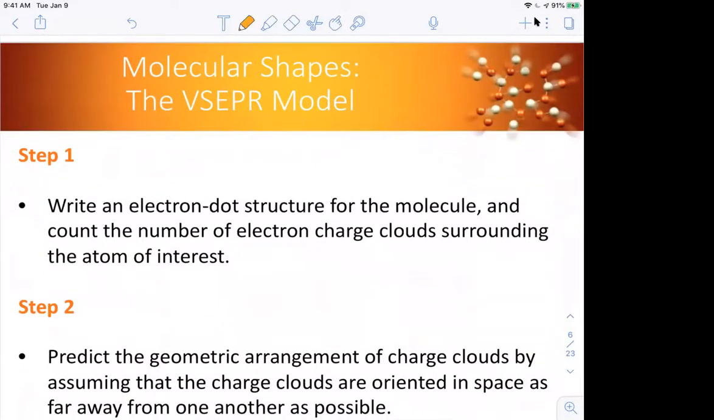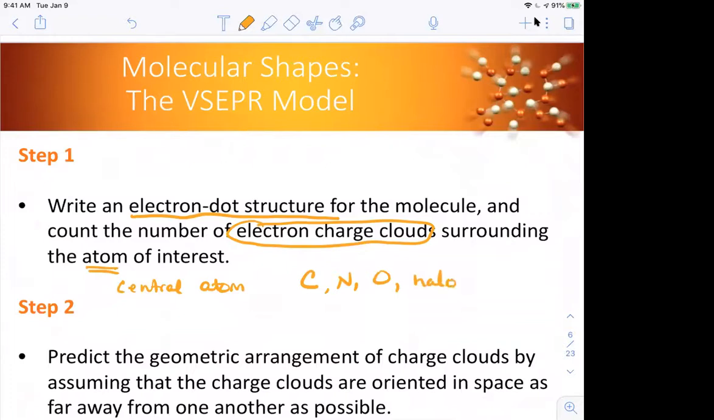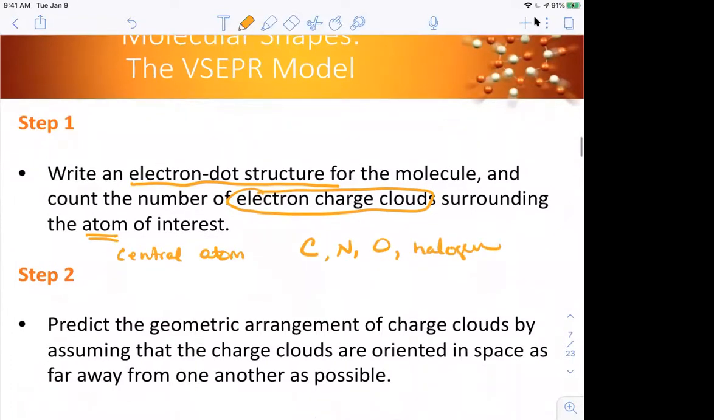In order to do this, I need to first write the electron dot structure. So I have to have a valid Lewis structure for the molecules. And then I want to assess the number of electron charge clouds that surround the atom of interest. So this is typically the central atom. And in organic, it's usually carbon, nitrogen, or oxygen, or some halogen. So we're going to focus on those particular geometries.